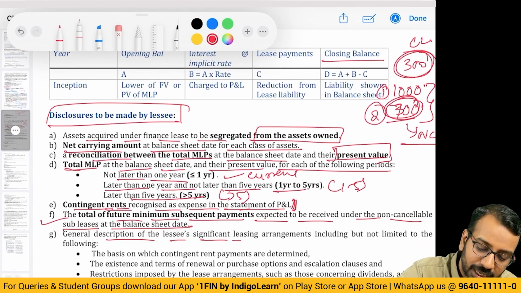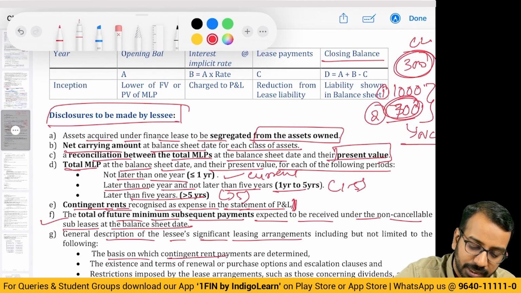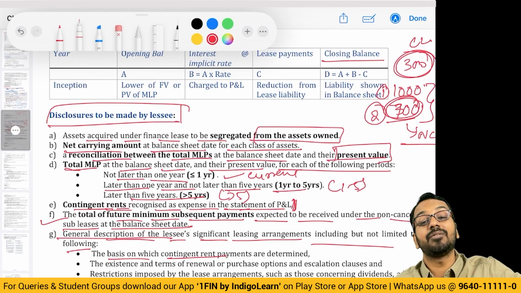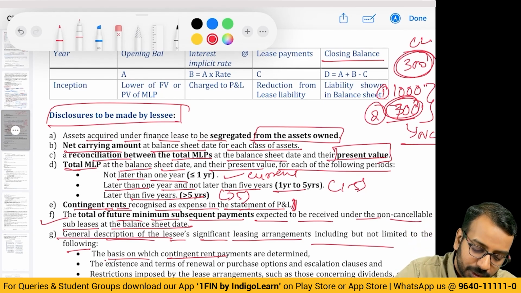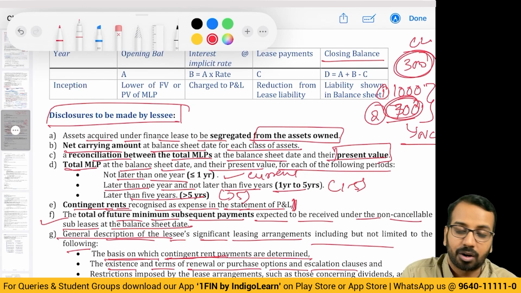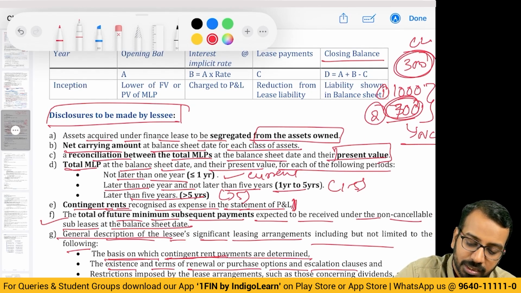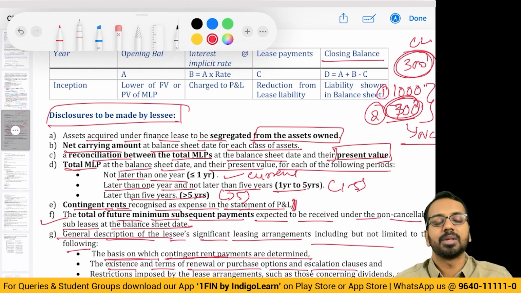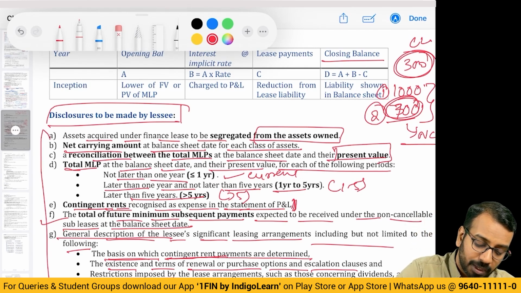Description of the lessee's significant leasing arrangements. What are my significant leasing arrangements? And I have to describe the basis on which the contingent rent payments are determined, existence and terms of renewal or purchase options, escalation clauses, how will the rent be increased, restriction imposed by the lease arrangement such as concerning dividends, additional debts, further leasing. So if there are any other restrictions on leases, all of these have to be disclosed.